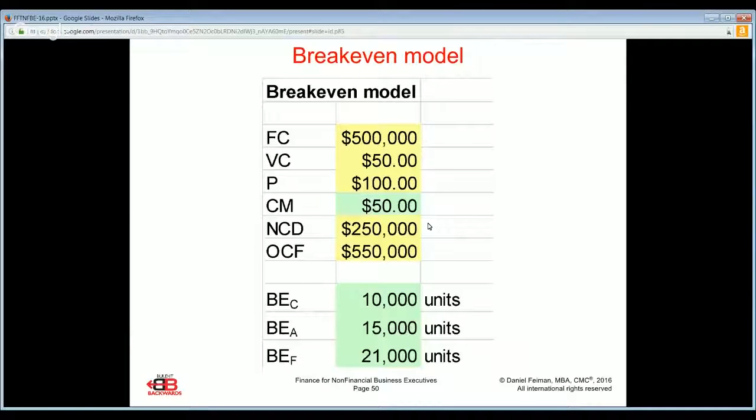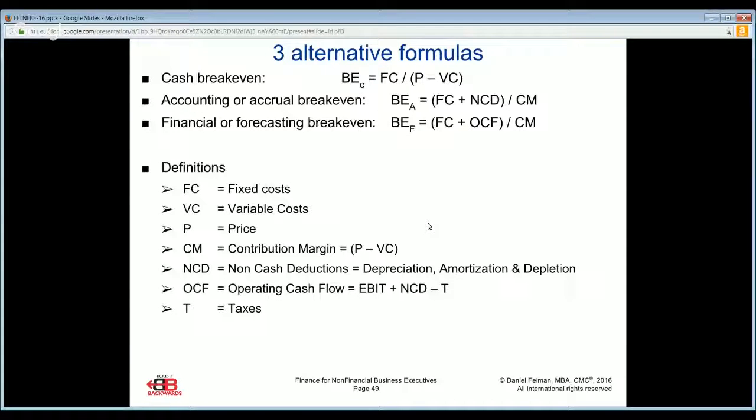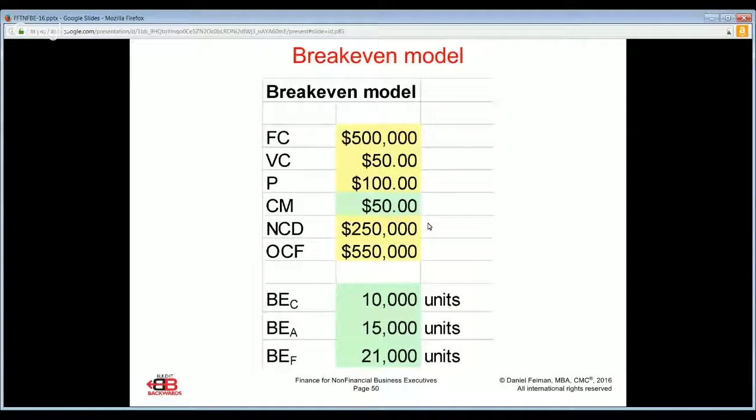On an accounting basis, remember, the denominator is the same. That's our 50 per unit contribution margin. But the numerator is now our fixed cost plus our non-cash deductions. Fixed cost of 500,000, non-cash deductions of 250,000. Our numerator is now 750,000 divided by our contribution margin of 50, which is why we end up with 15,000 units. And this should be very logical to you. The numerator on an accounting break-even, going back to the previous slide, is larger than on a cash basis. Therefore, we need even more units to achieve that break-even.